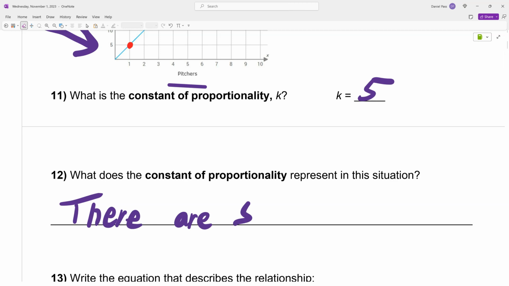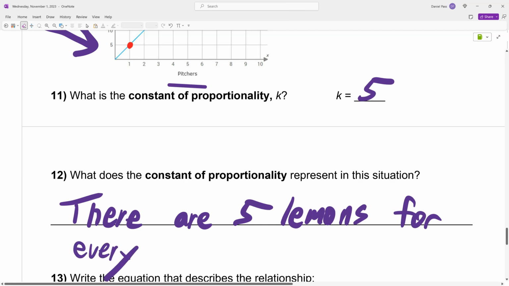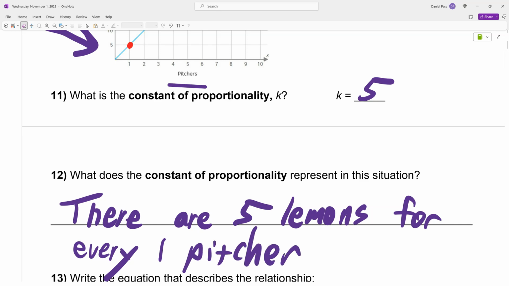There are 5 lemons. Limons. Yeah. Per one pitcher. Per pitcher. Yeah, that's fine. For every 1 pitcher. This is going to be multiple choice. For every 1 pitcher. If there's a question like this, it'll be multiple choice.